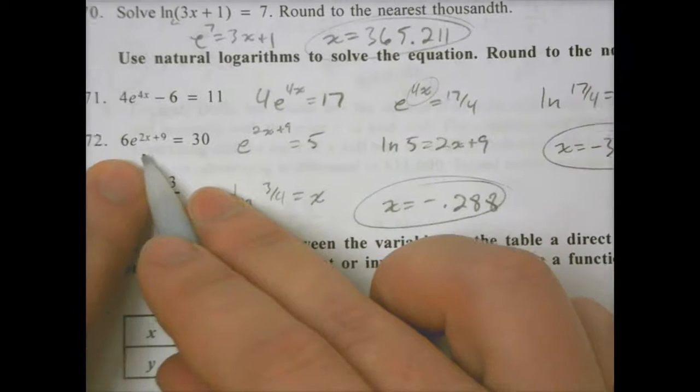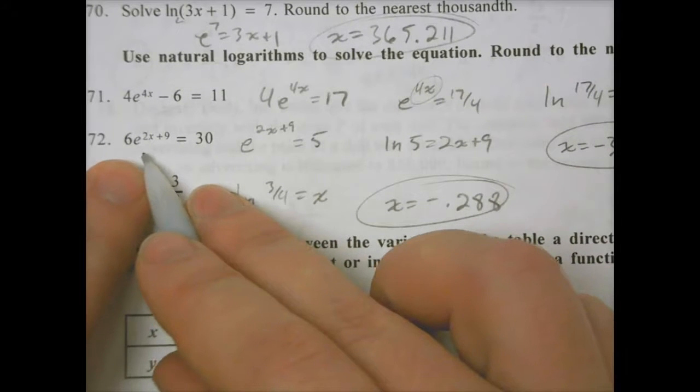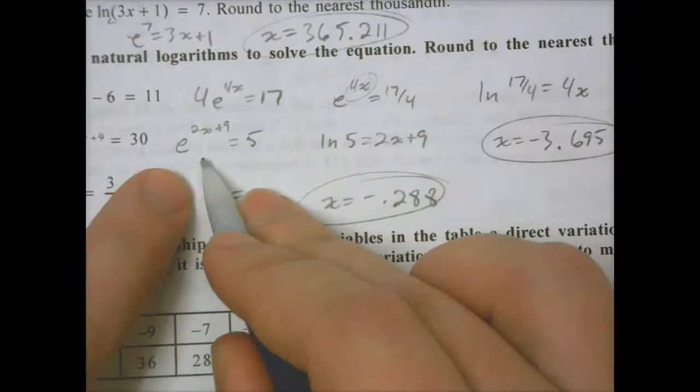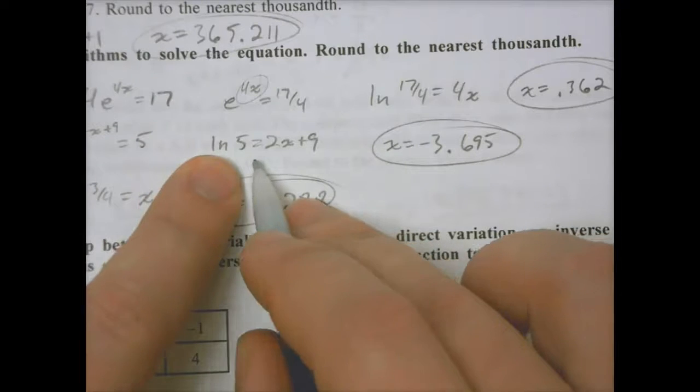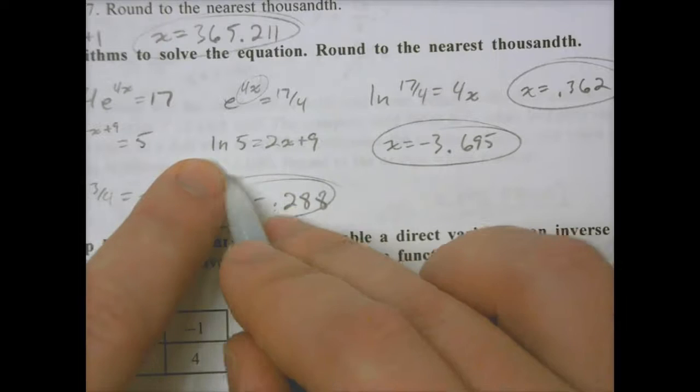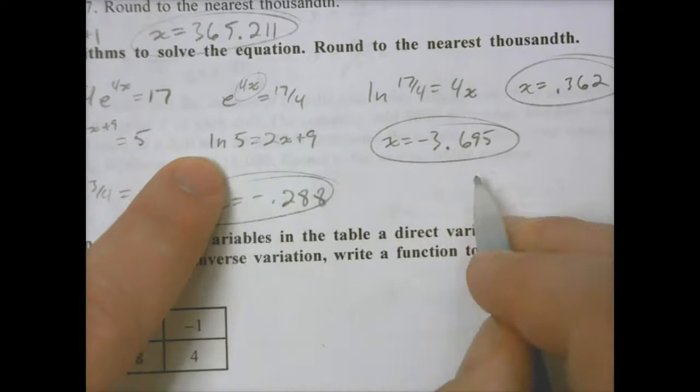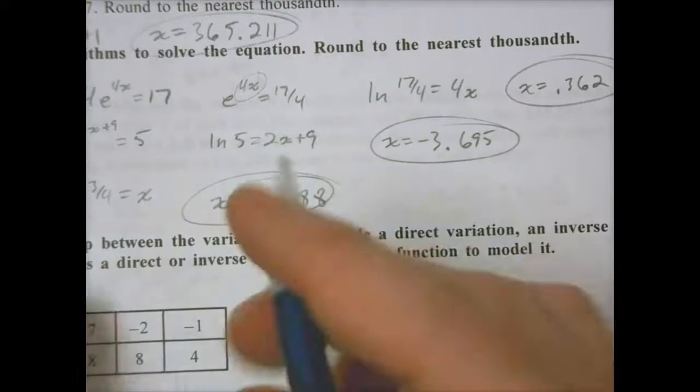6e to the 2x plus 9. The only thing we need to do here is divide by 6 to get it in exponential form. Once we have it in exponential form, put it in log form. Once you have it in log form, type in ln 5. Subtract 9, divide by 2, get your answer of negative 3.695.